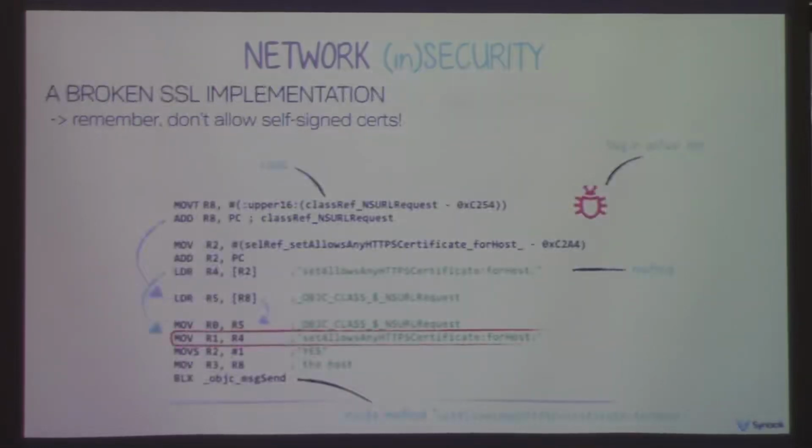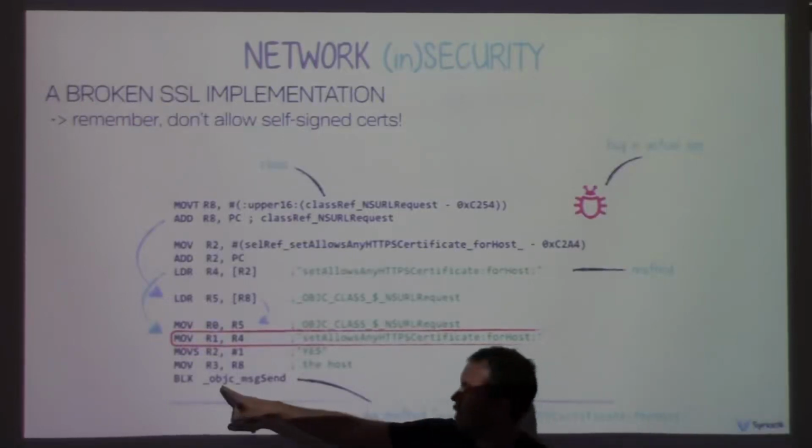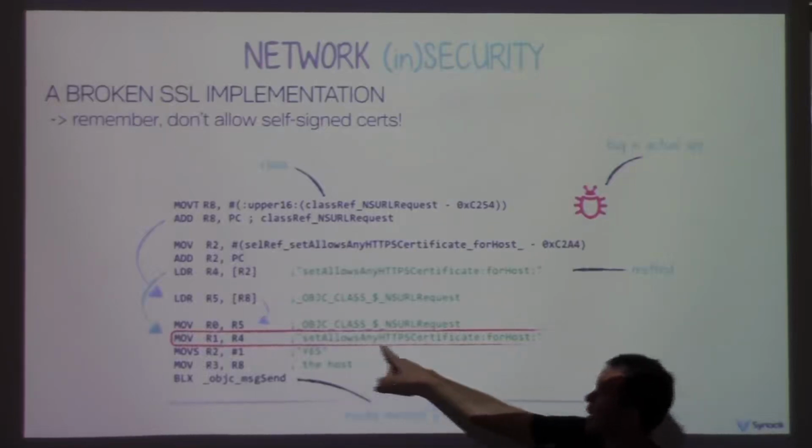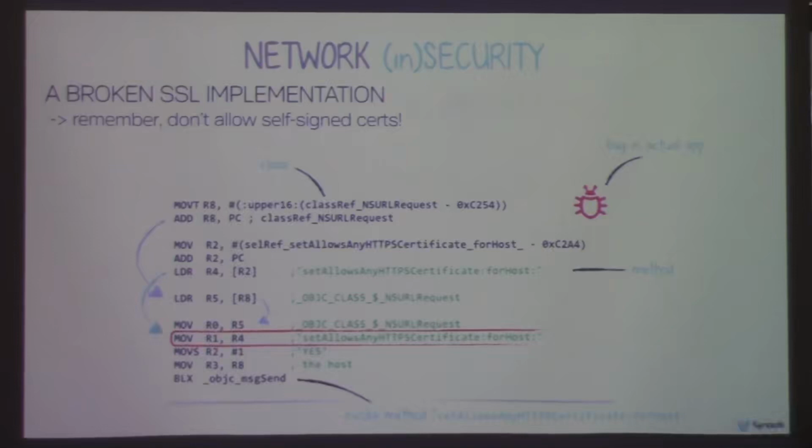So here's some disassembly from an app that allows a self-signed certificate. First, here's our friend objc_msgSend. If we look back into the disassembly, we can see it's invoking setAllowsAnyHTTPSCertificate. So when the app makes this call at runtime, it's telling iOS, I'm cool with accepting self-signed certificates. Again, at this point, it's vulnerable to man-in-the-middle attacks.